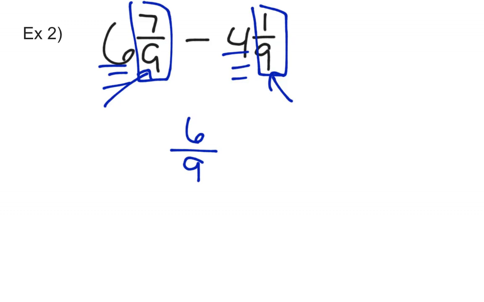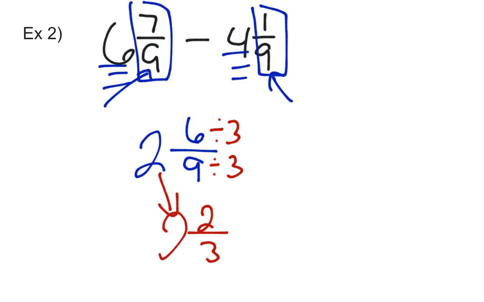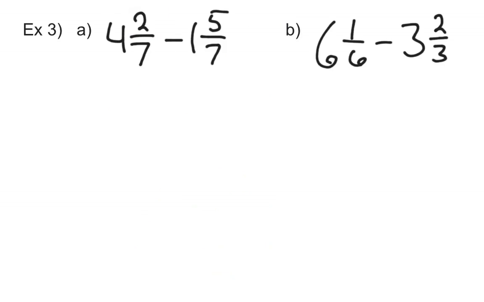6 minus 4 gives me 2, so I get 2 6/9. So then on to rule number 4, which is simplify. I know that I can reduce 6/9 by dividing both of them by 2. I'm sorry, not by 2, by 3. Okay, 6 divided by 3 is 2. 9 divided by 3 is 3. Don't forget your whole number. It's going to come along for the ride to get 2 2/3.